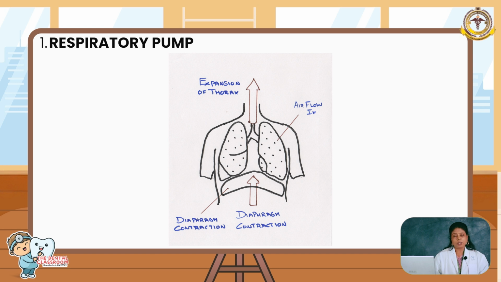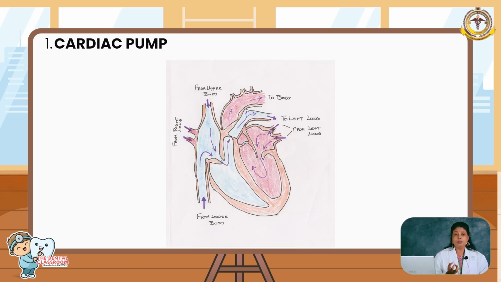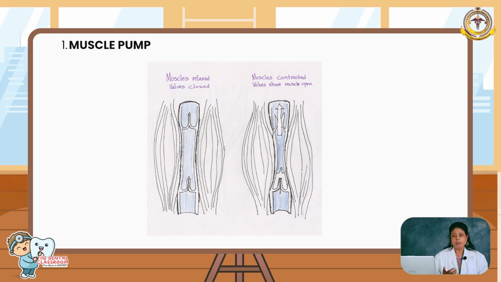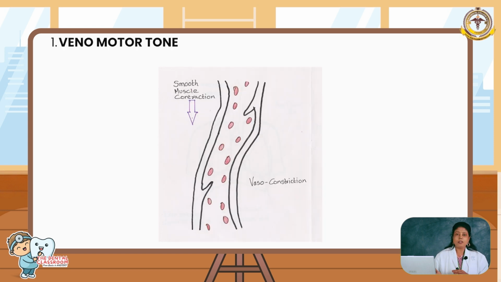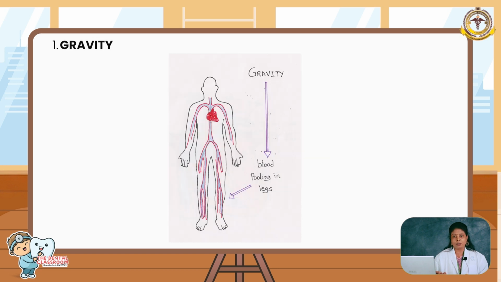Vice versa during expiration. Then cardiac pump. Heart is a good pump. If it pumps better, then cardiac output will be better and venous return also will be better. Then muscle. Muscle is a second heart for our body. When we are active, the calf muscles will contract and it will pump more blood to the heart. So the venous return will increase, ultimately the cardiac output also will increase. Next is the venomotor tone, that is the tone in the peripheral veins. When the veins constrict, it will increase the venous return to the heart, so cardiac output also will increase.